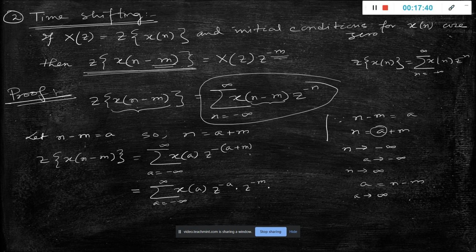the power minus m. So now देखो, ये भी a के ऊपर डिपेंडेंट है, ये टर्म भी a के ऊपर डिपेंडेंट है. तो this is z to the power minus m is the term which is not dependent on a. So it can be taken outside of the summation. a equal to minus infinity to plus infinity x of a z to the power minus a.